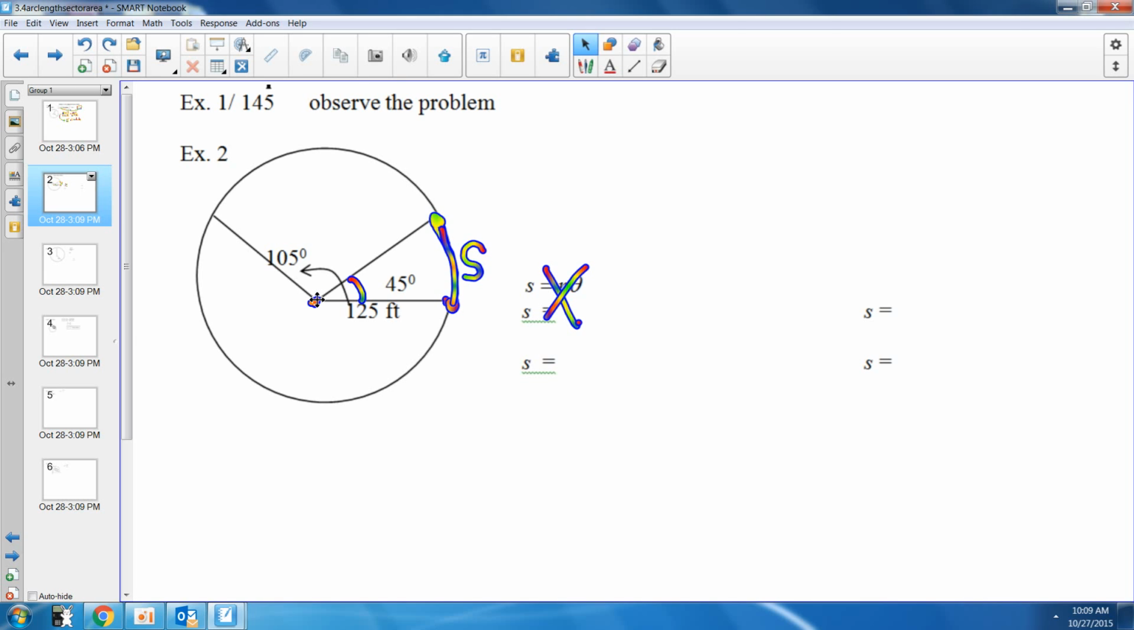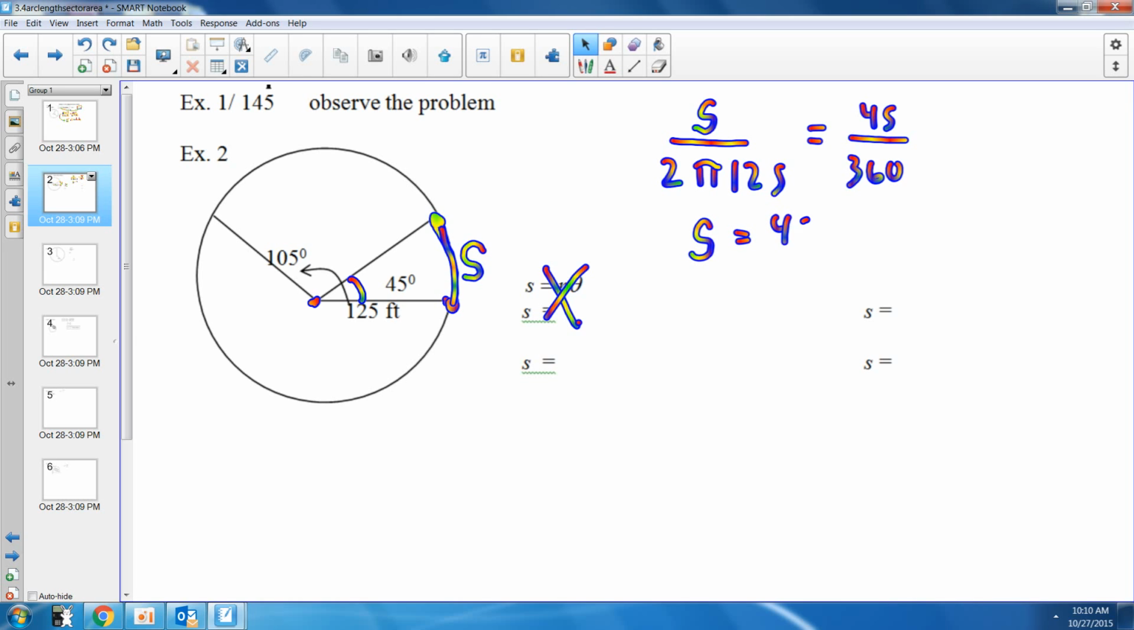But the way I want to think about it is put my arc length first and set it up as a proportion. Arc length over, so it's part over the whole. The whole is going to be the circumference. So it's part of the circumference over the whole circumference, 2 pi r, is equal to part of the central angle over the whole central angle, which is 45 degrees over 360 degrees. Part over whole equals part over whole. And then the question really is just solve for this S by multiplying both sides by the denominator. So it would be S equals 45 over 360 times 2 pi r.